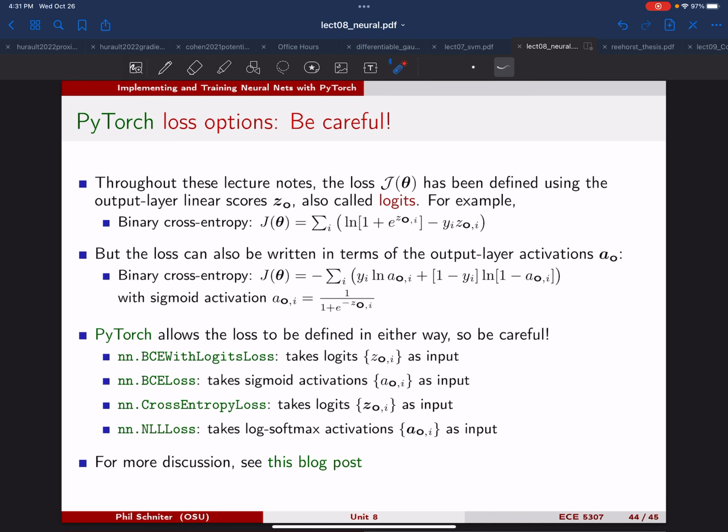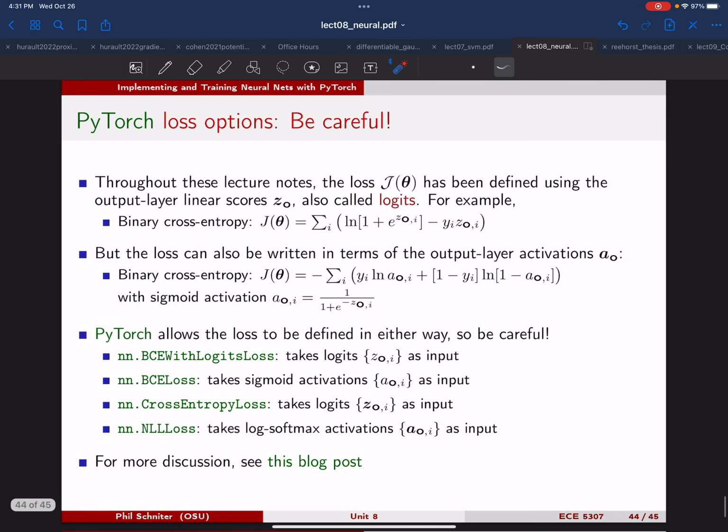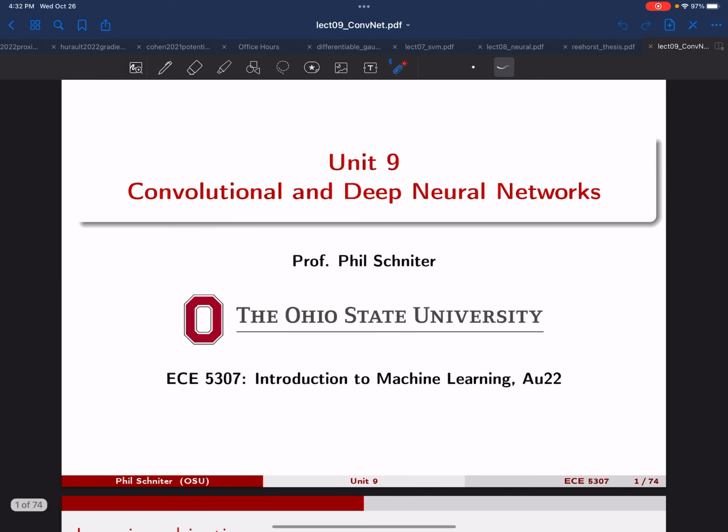All right, so that's all I have to say for this unit. Are there any questions on anything here? Okay, so then we'll move on to Unit 9.